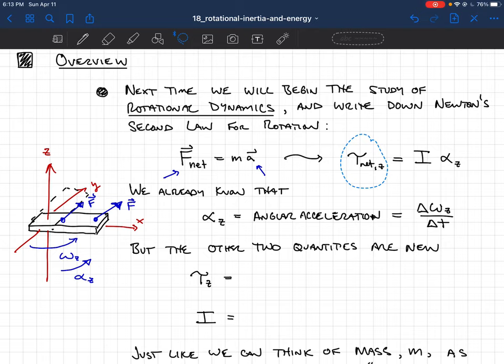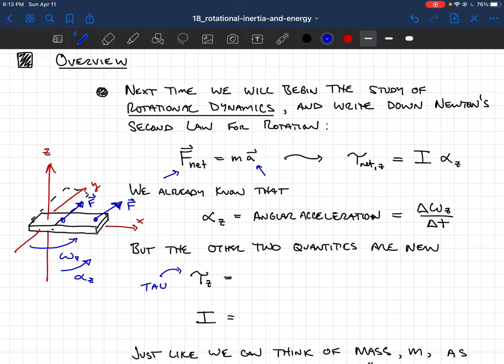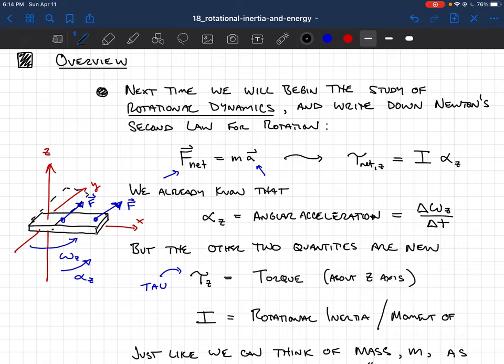And the reason I bring it up now is because we need to talk about this second term, which is called the rotational inertia. So tau z, this is actually the Greek letter tau, tau z is called a torque about that z axis. And I is called the rotational inertia, or sometimes the moment of inertia. And again, it's about that chosen axis. So we'll see that it changes depending on the axis that you choose about which to rotate the object.